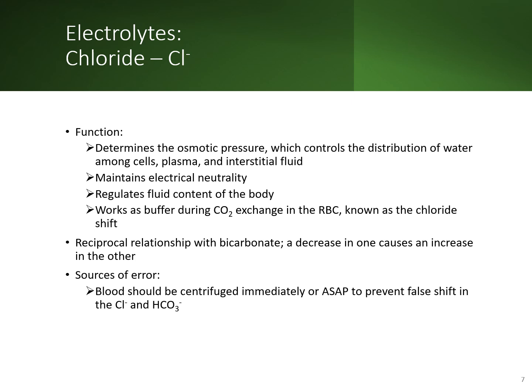Some sources of error would be if the tube was not centrifuged right away, as soon as it clots. Then you start having that exchange process taking place, because as soon as blood is exposed to air, it will actually lose that CO2, and that exchange of CO2 removing from the cell can cause a shift in the chloride. So you want to make sure that those red cells are separated from that serum or plasma as soon as possible.